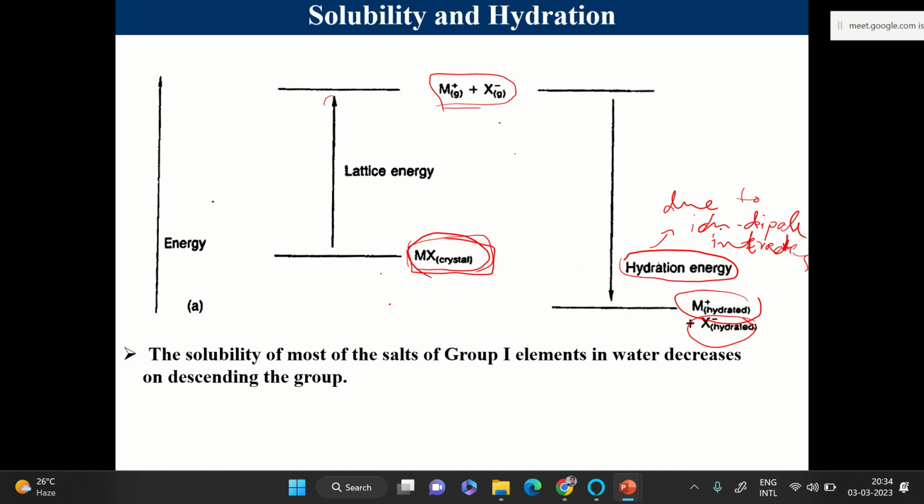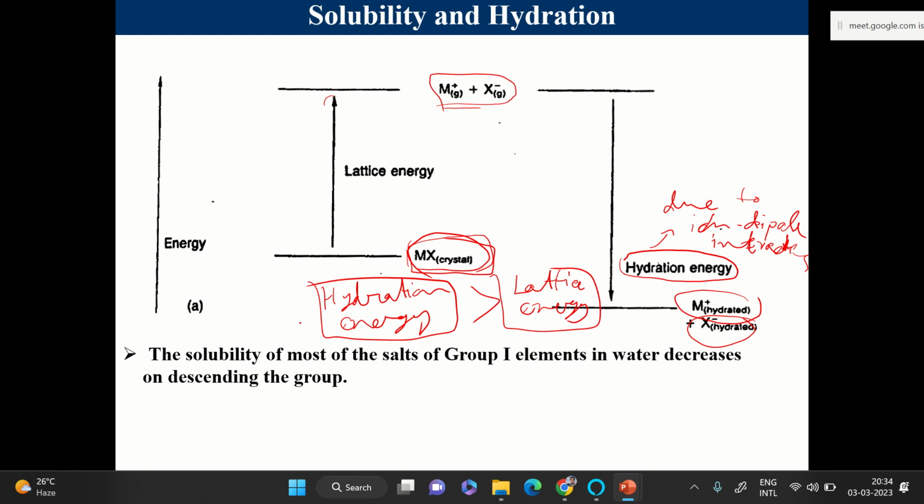So if the hydration energy is greater than the lattice energy, then the process is spontaneous. It will happen easily. Lattice energy is a negative term, energy is released. Here the lattice energy, the way it has been treated, is a positive term, energy is required. And so if the hydration energy is more than the lattice energy, it will readily dissolve.